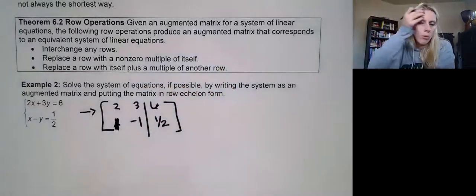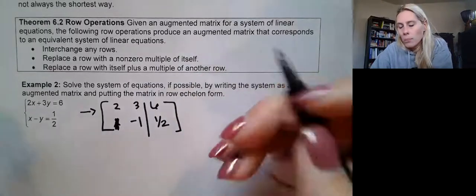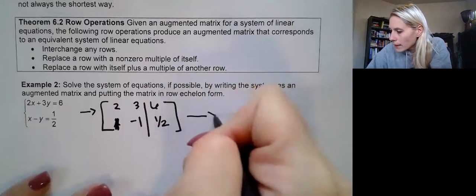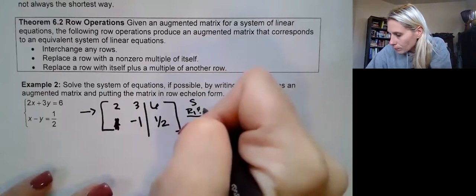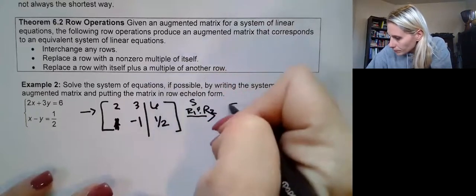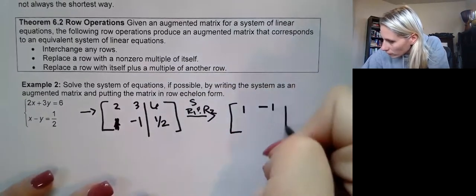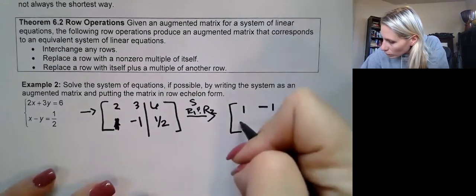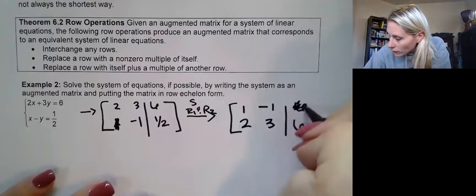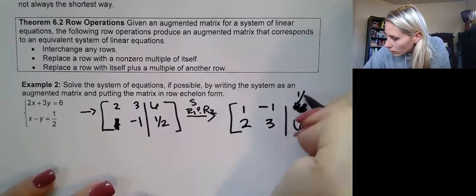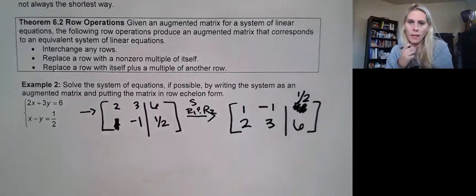All right, so what's the first thing we might want to do? Well, we need the x to be 1 in that upper left-hand corner, so why don't we switch row 1 and row 2? 1, -1, 1/2, 2, 3, 6, and of course I made a mistake. And these are mistakes you guys are going to make. That's why I don't mind making them right now. Okay? Don't forget to switch the whole row, not just part of it.